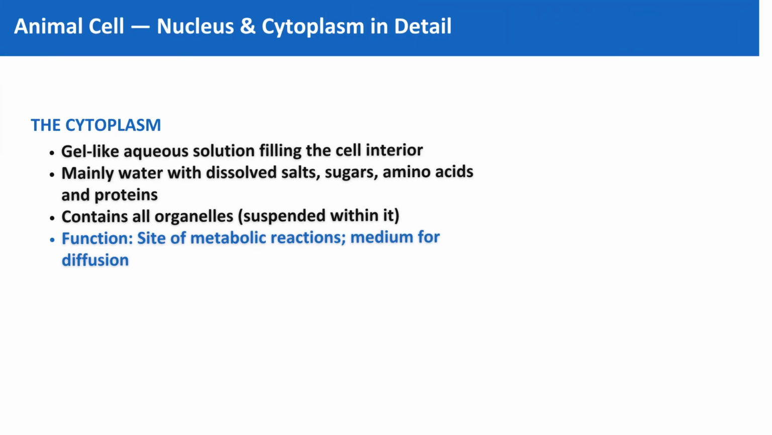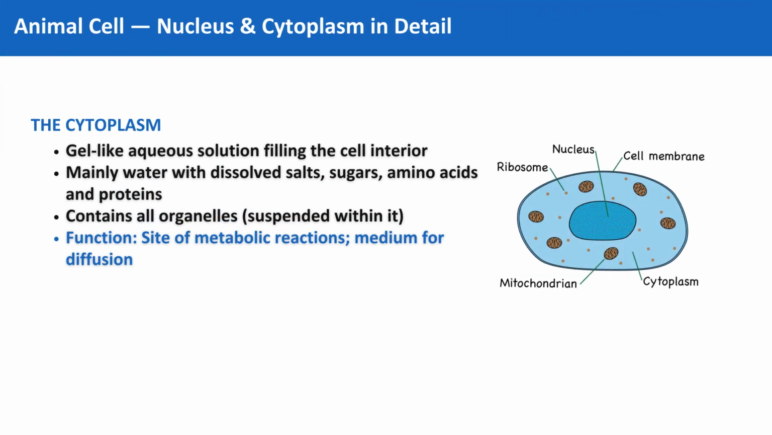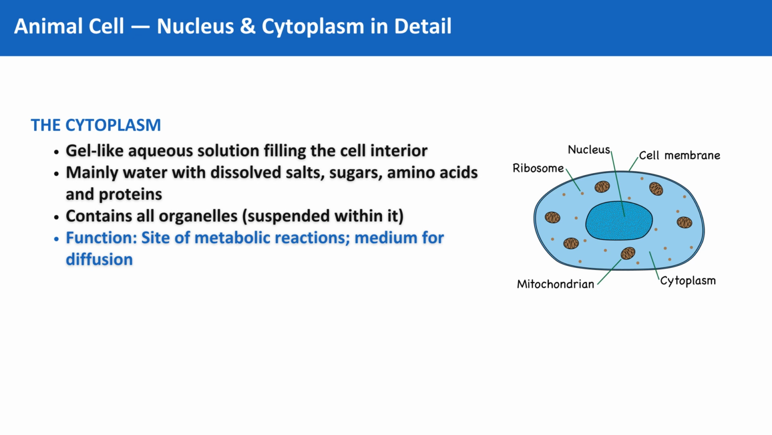Now, the cytoplasm. This is a jelly-like fluid that fills the inside of the cell. It contains water, salts, sugars, and amino acids. And all these organelles are suspended within it. Chemical reactions, including anaerobic respiration, take place in the cytoplasm.